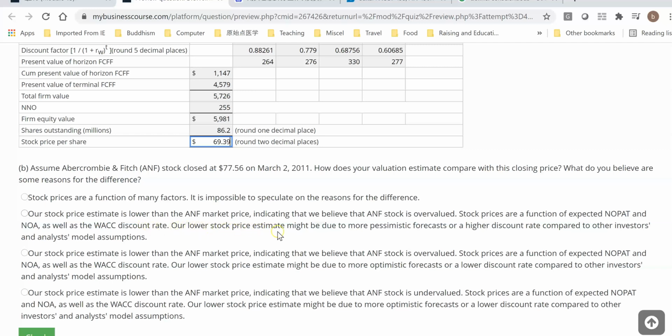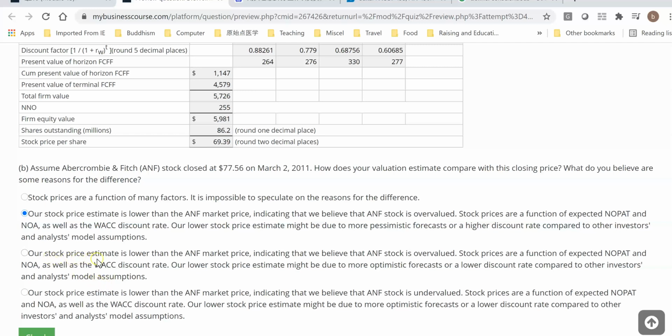Our low stock price estimate might be due to more pessimistic forecasts, which means the cash flow forecast, or a higher discount rate compared with other investors and analyst model assumptions. And this is also true because if our cash flow estimate is lower or our discount rate estimate is higher, both will generate a lower intrinsic value compared with other financial analysts. So this is true, but just to complete our analysis, let's also read the other two choices to see why they are not true.